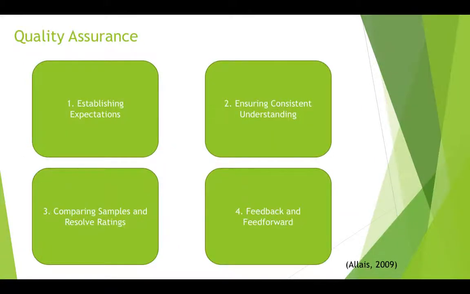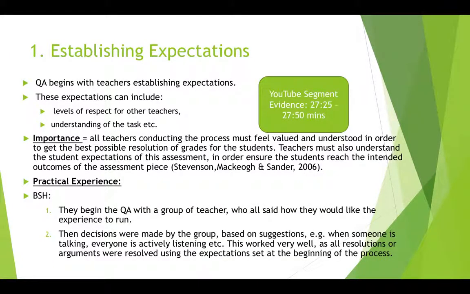Quality assurance is a 4-step process which takes a student's mark and ensures that it is fair, consistent, and a defensible judgment of achievement for that particular student. QA begins with establishing expectations. These expectations can include levels of respect for other teachers when using a collaborative process, or the understanding of the task, so breaking down what it actually is. This is important because all teachers conducting the process must feel valued and understood in order to get the best possible resolution of grades, and the teachers must also understand the student expectations of this assignment in order to ensure the students reach the intended outcomes of the assessment piece.